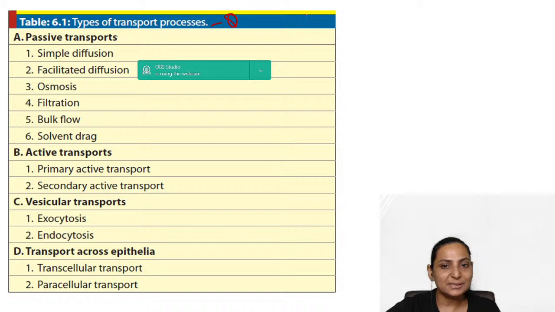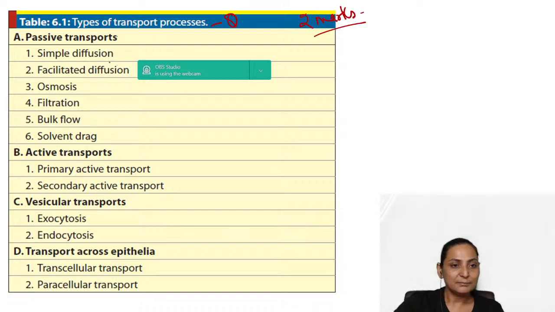Now the different types of transport mechanisms, just enumerate. This can again be a 2 marks BAQ, right? What are the different types of transport mechanisms across the cell membrane? So this can again be a 2 marks BAQ to you. So I must know that you classify the transport process as active and passive. You have got vesicular transports and you have got transports across the epithelium.